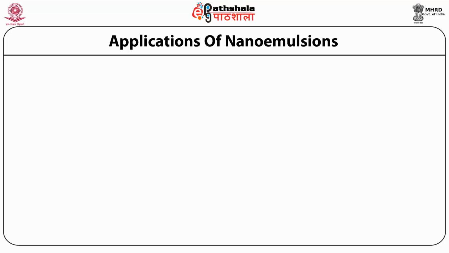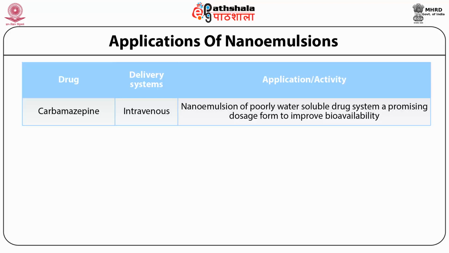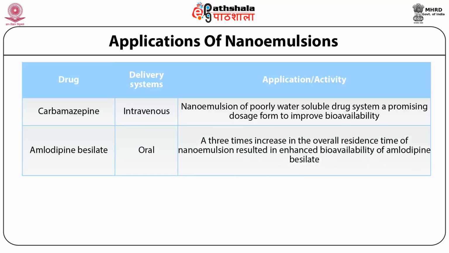Now there are certain examples which are shown in the table, like the example of carbamazepine intravenous nanoemulsion. Because carbamazepine is poorly water soluble, but its bioavailability is improved when it is formulated in the form of nanoemulsion. Another example shown here is amlodipine besylate, which is given by oral route. There is a 3 times increase in overall residence time of nanoemulsions, which resulted in enhanced bioavailability of the amlodipine besylate. Then olanzapine, which is given by nasal route to target the brain.